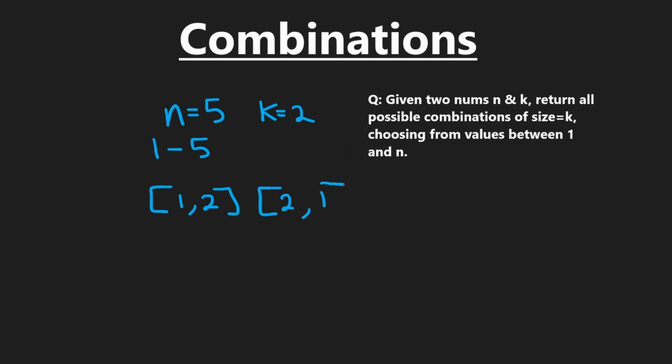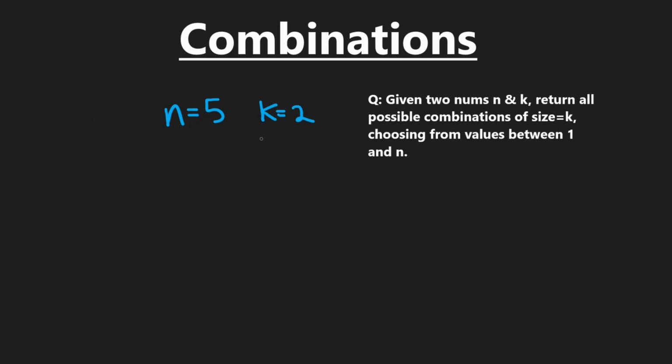So 1, 2 and 2, 1 do not count. These are permutations because the order is changing, but we care about combinations where the order is irrelevant. So these are not different. We only want to add just one of these to our set. So first I'm going to show you the trivial way to solve this problem that's going to be pretty much identical to subsets. And then we're going to look at a way that we can actually optimize it at least a little bit. So the idea is going to be pretty similar to what we did before.